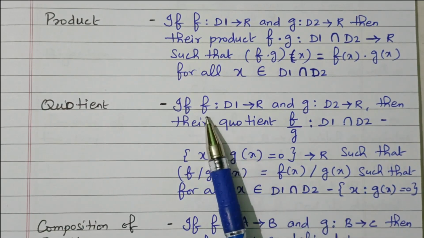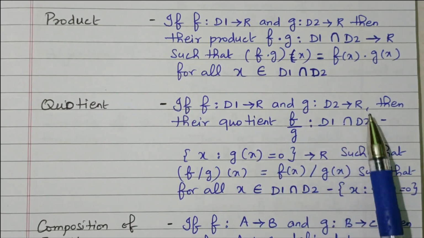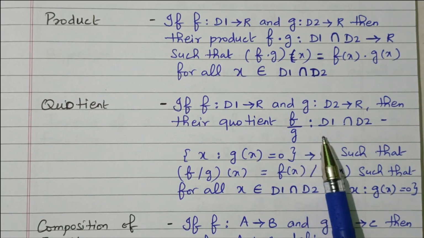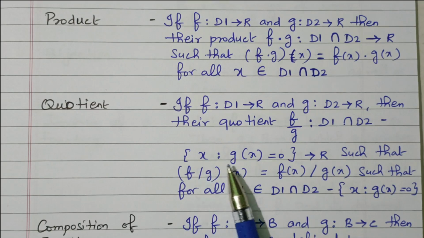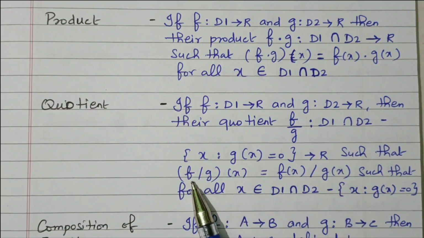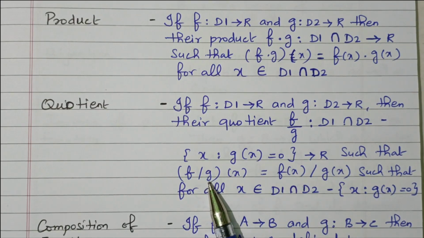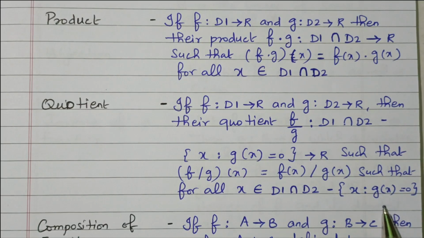Same thing: function f with D1 relates to R, function g with D2 relates to R. So f by g is defined on D1 intersection D2 minus the set of x where g(x) equals 0. We are excluding g(x) equal to 0, such that (f divided by g)(x) equals f(x) divided by g(x), for x in D1 intersection D2 minus the set of x where g(x) equals 0. That is related to the quotient.